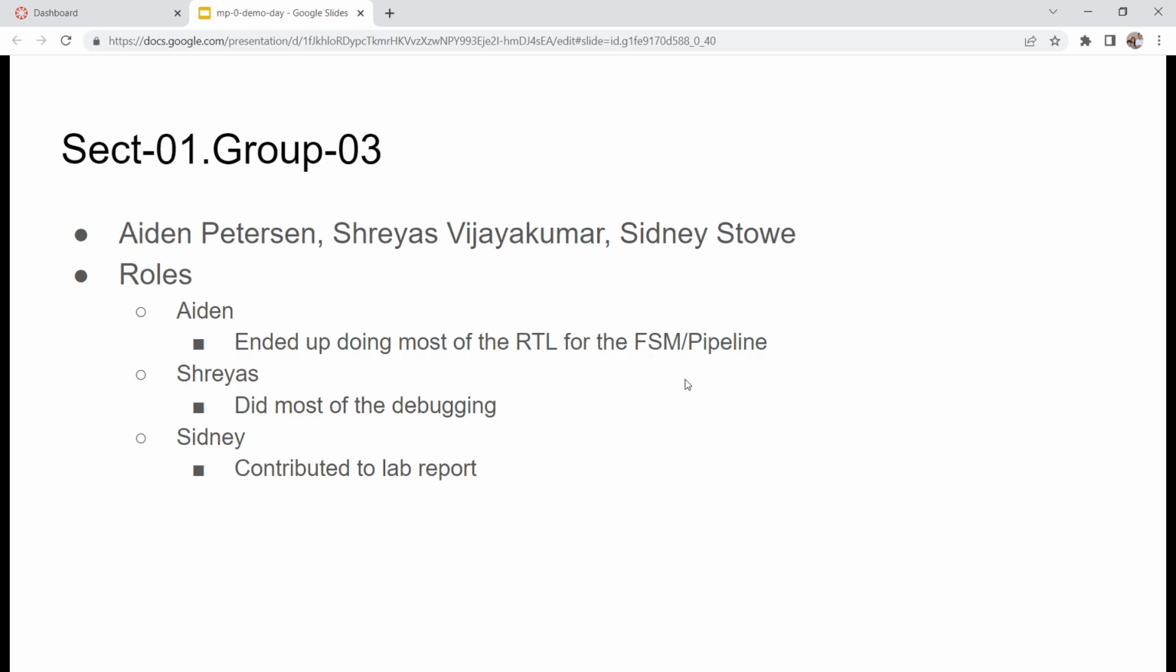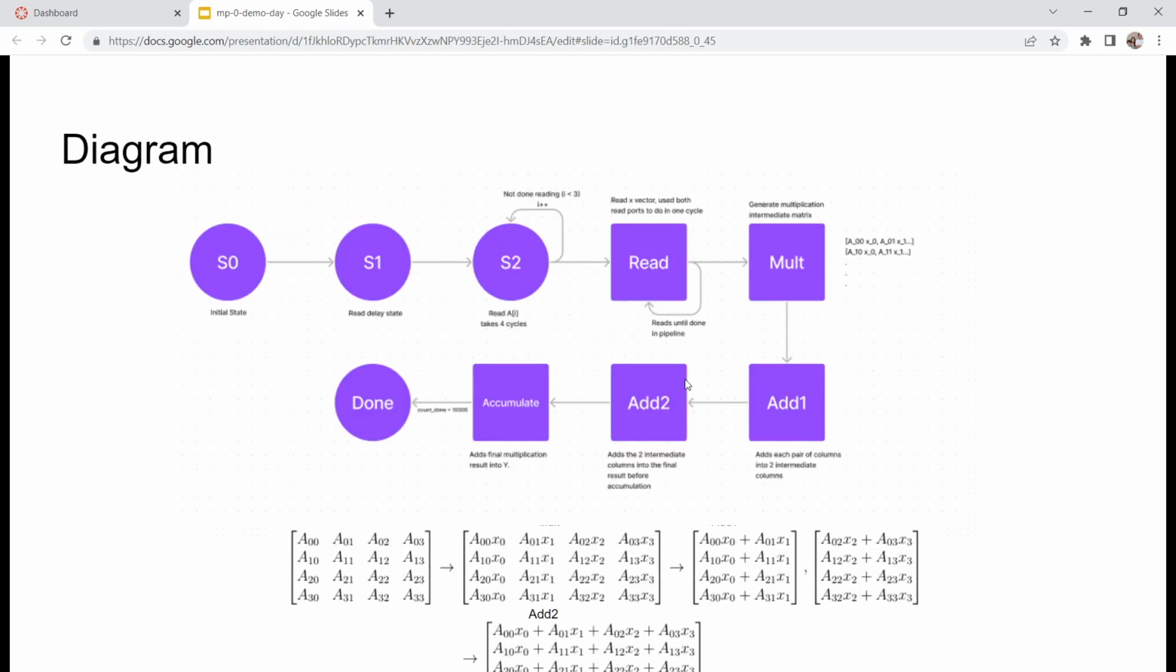So you're the test engineer, he's the design engineer, you're the project manager for the team. So that works. Okay, so this is a diagram of how it works.